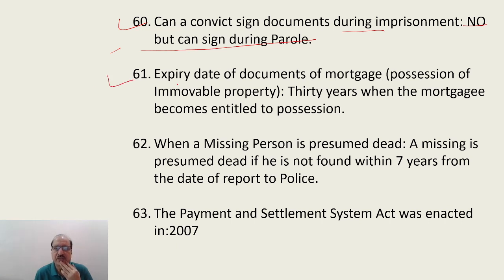Question number 61. Expiry date of documents of mortgage, possession of immovable property. If the immovable property has been taken in possession, then the limitation is 30 years from when the mortgagee becomes entitled to possession.